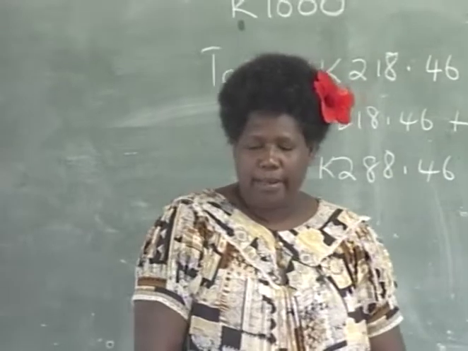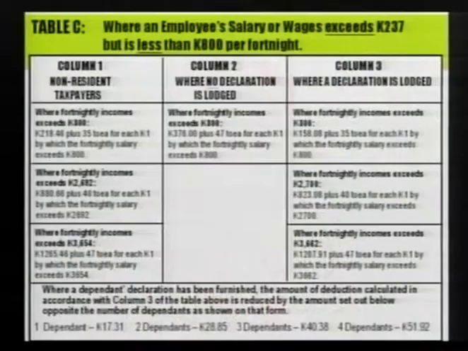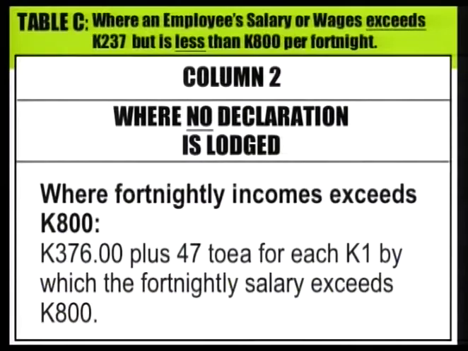Now, column 1 on table C is if you're a non-resident taxpayer. Column 2, where no declaration is lodged. See how much you are going to pay? If you don't declare how many dependents you have, you will pay 376 kina plus 47 toya for every 1 kina that you earn.